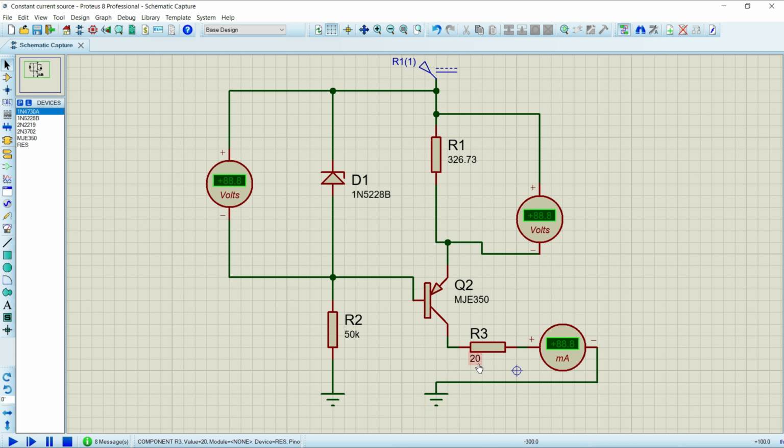Firstly, the load value is set to 20 ohms. And now we will see the results. Here we can see the current is 10.5 milliamperes and we have fixed the voltage across R1 at 3.44. Now we will change the load value and see what happens.